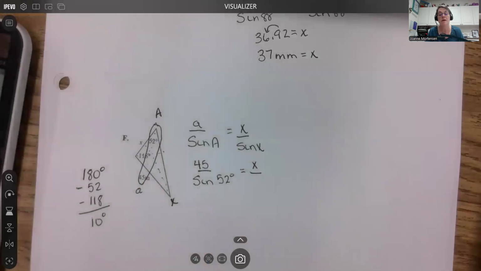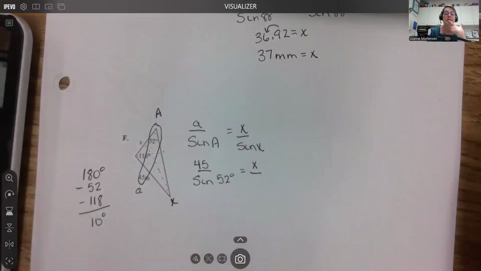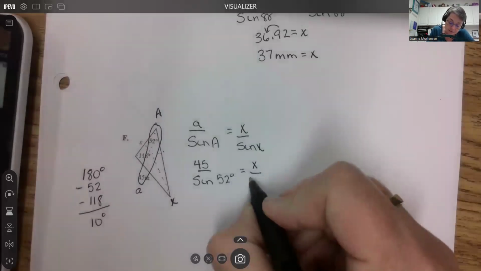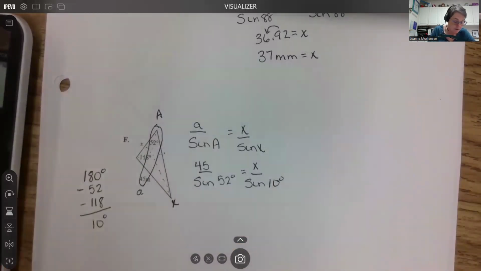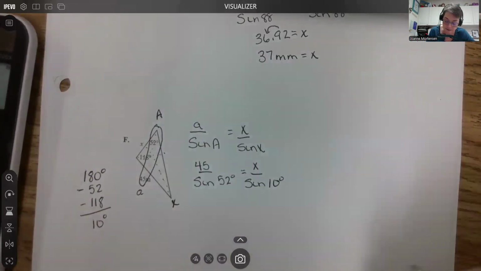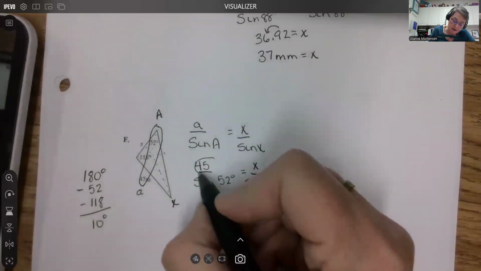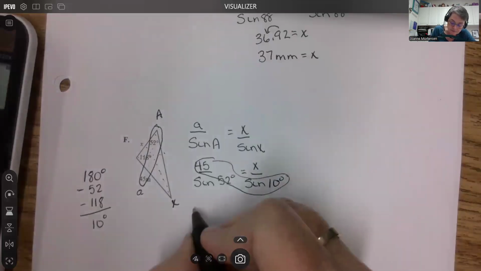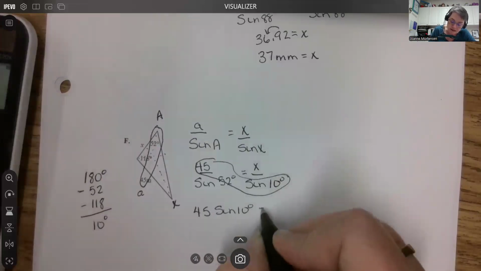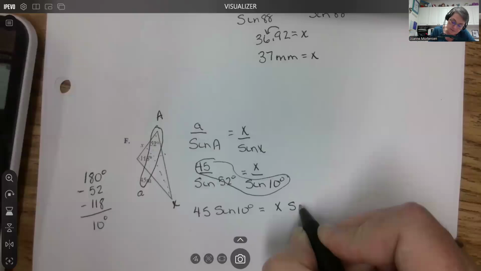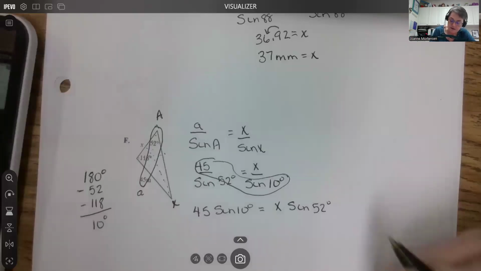Pretty small. So that's telling me that side x would be really small in comparison to everything else. Okay, now I'm paranoid. Let me try that again. 180 minus 52 minus... It's 10. All right. That's the process. Here we go. 45 sine 10 degrees is x sine 52 degrees. Bye-bye.